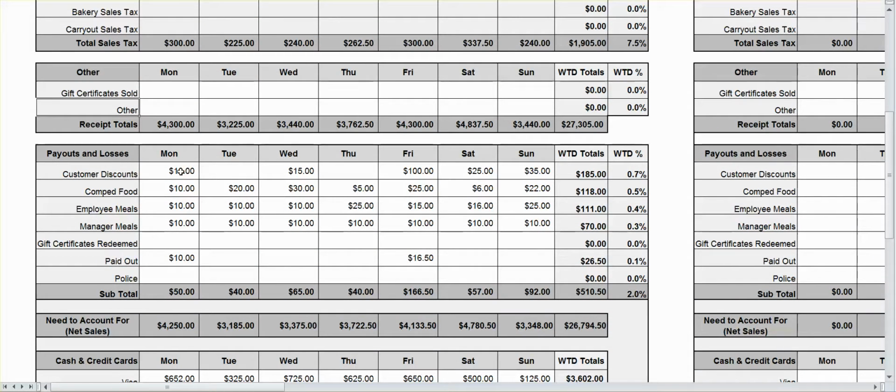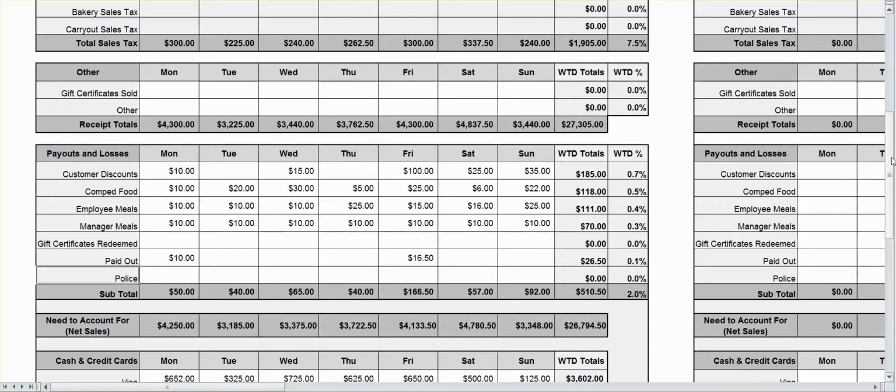So every day I put in something for your payouts and losses, your customer accounts, discounts, comp food meals, employees, manager meals, gift certificates retained, paid out. And you know, some restaurants actually do discounts for police, fire rescue. So we slip that in, but if you don't want it, you can take it out and go from there.